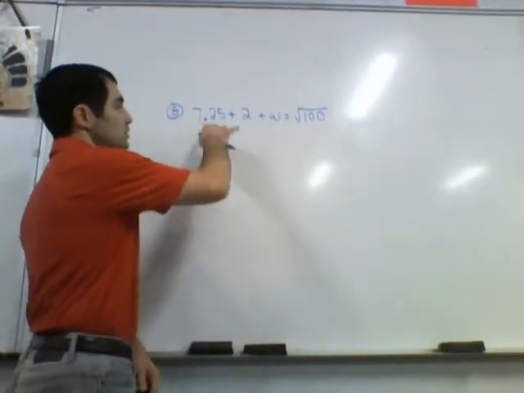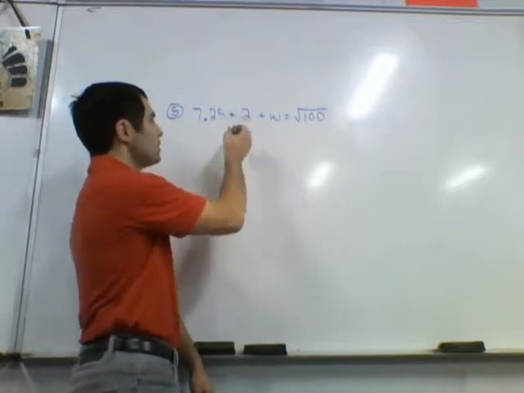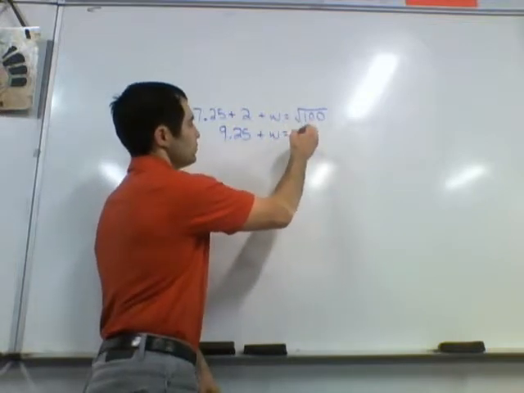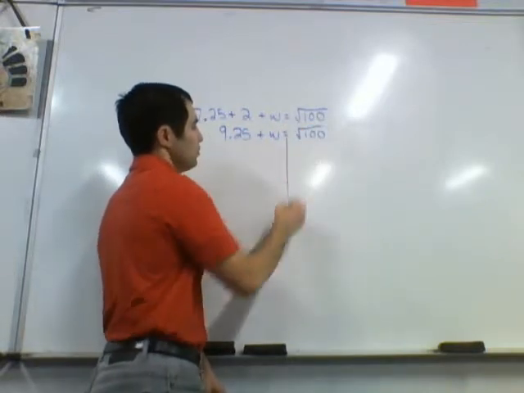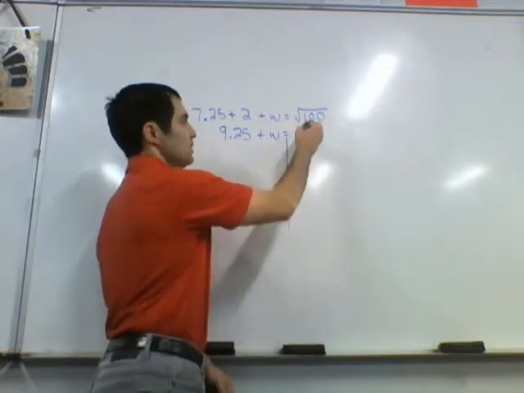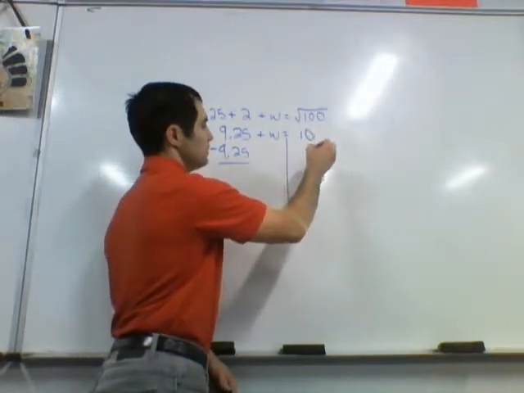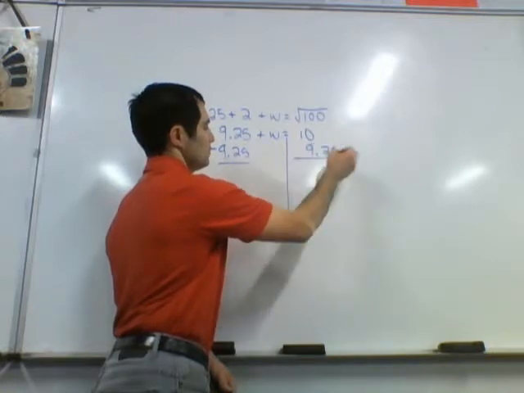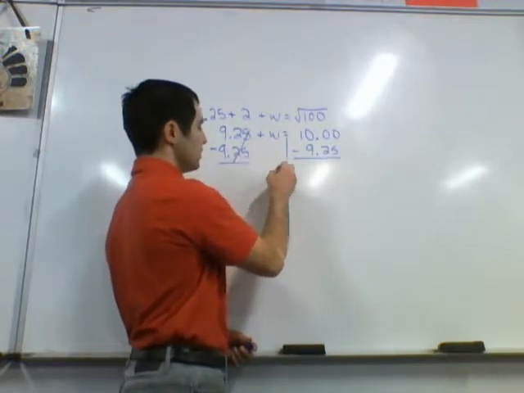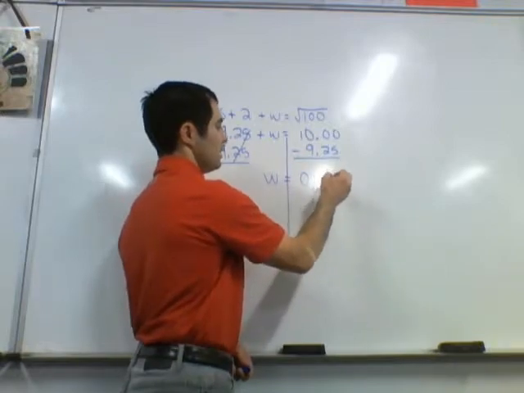Alright, number 5. First thing you have to do is combine like terms. 7.25 plus 2 is 7 and 25 hundredths, so that's going to be 9 and 25 hundredths plus w equals the square root of 100. Then you do algebra. The square root of 100 is 10. Subtract 9 and 25 hundredths from both sides. Alright, so this is going to cancel. All you have left is W on that side. On this side, all you're going to have left is 75 hundredths.